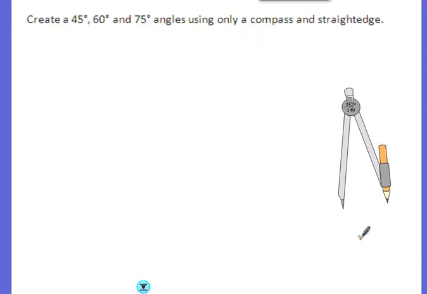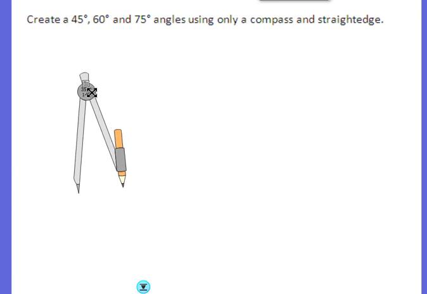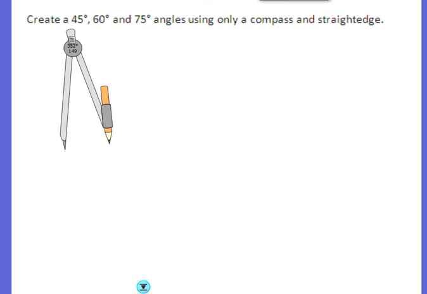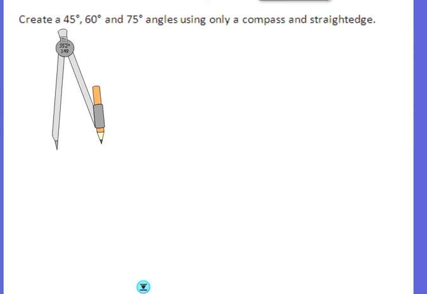So the last slide is the last thing we're doing. What I want you to be able to do is I'm going to show you how to do the 45-degree angle. I'm going to show you how to create a 60-degree angle, and then I want you, the harder version, to create a 75-degree angle. This is a very creative thinking and problem-solving problem. To create a 45-degree angle, we first want to create a 90-degree angle, because then we're going to bisect it.